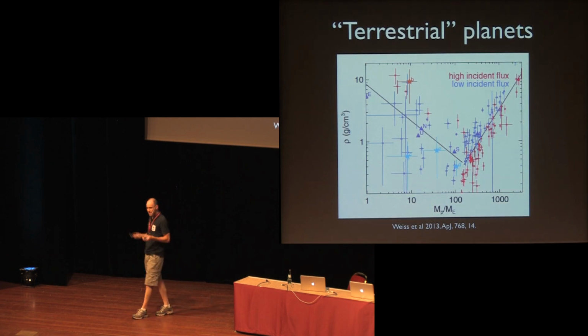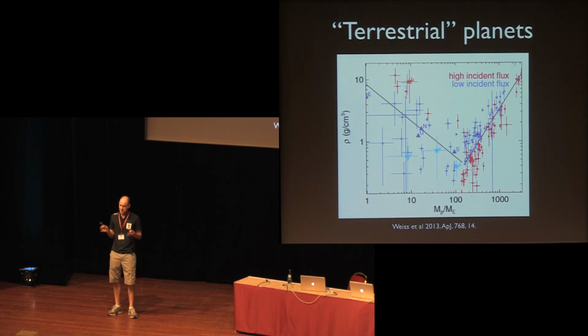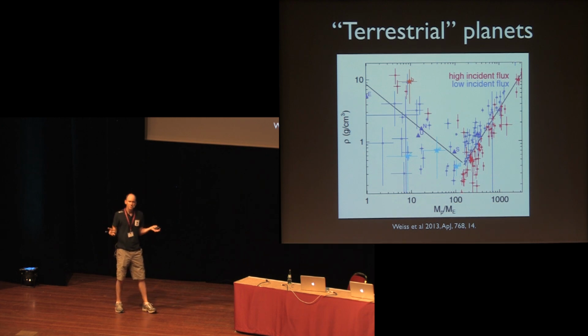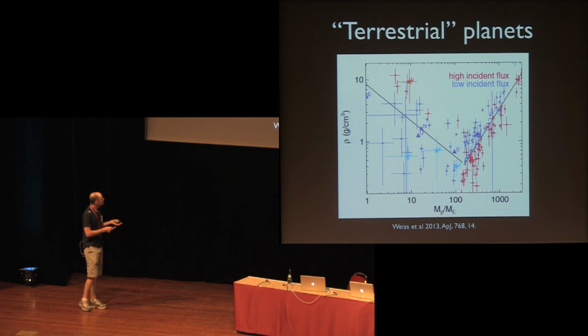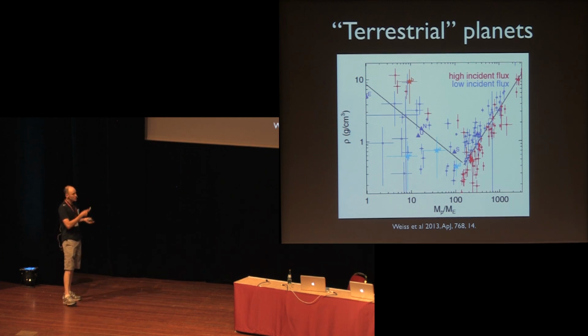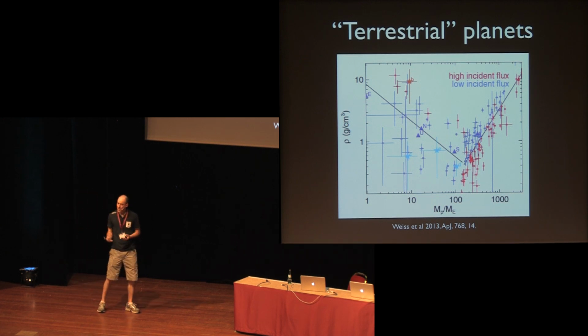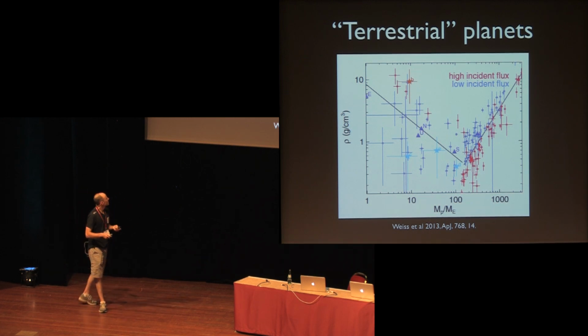Terrestrial planets. In the solar system, it's very easy to tell apart the terrestrial planets. They're the little rocky planets closer to the sun. But when we talk about terrestrial planets in the general sense, it's not as obvious as we would like. This plot shows the measured bulk density as a function of mass for the known extrasolar planets where there are such measurements now.